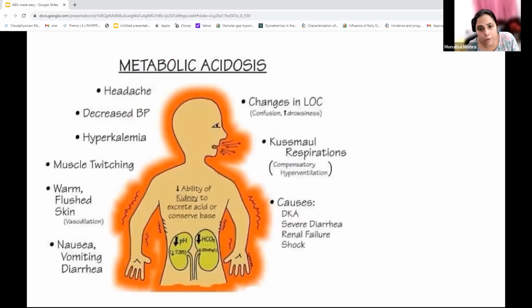So what are the symptoms of metabolic acidosis? The symptoms will be headache, decreased BP, hyperkalemia, muscle twitching, warm flushed skin because of vasodilation, nausea, vomiting, diarrhea, and change in level of consciousness. Then there is rapid breathing, compensatory hyperventilation. These are the common causes: diabetic ketoacidosis, severe diarrhea, renal failure, shock. These are the various causes of metabolic acidosis you encounter in your ICU. There is a decrease in the ability of the kidney to excrete the acid, and that is why metabolic acidosis takes place.